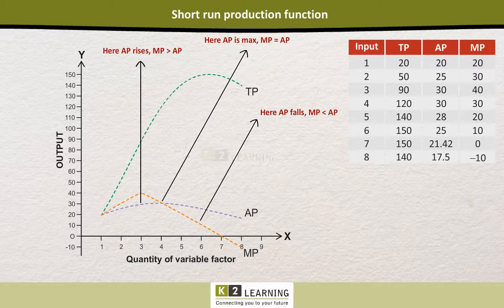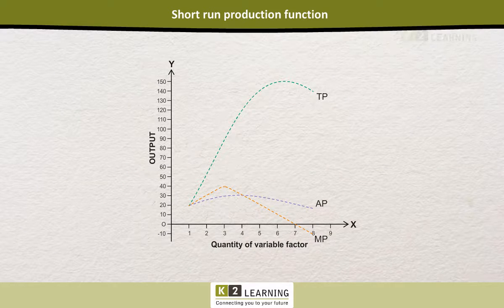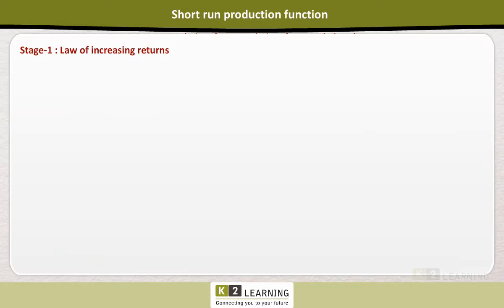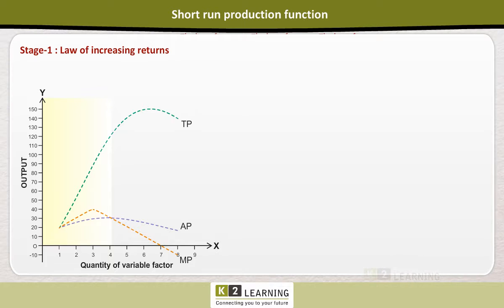Now, let's understand the behavior of each of the curves. There are 3 distinct stages of the law of variable proportions which are shown in the above diagram. Stage 1. The law of increasing returns. Stage 2. The law of diminishing returns. Stage 3. The law of negative returns. Stage 1. The law of increasing returns.